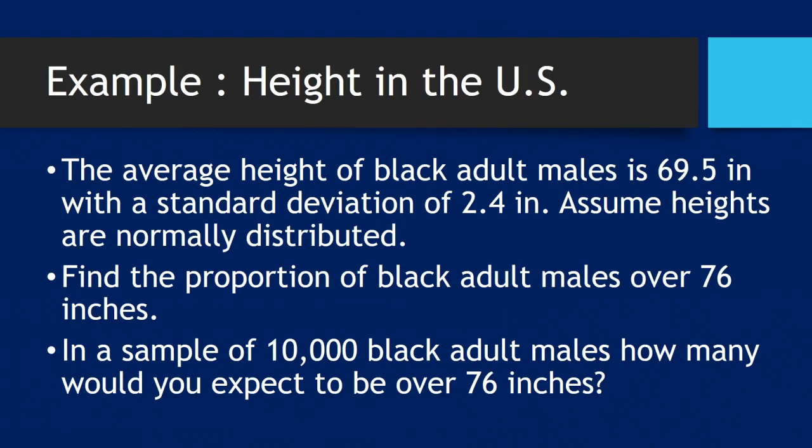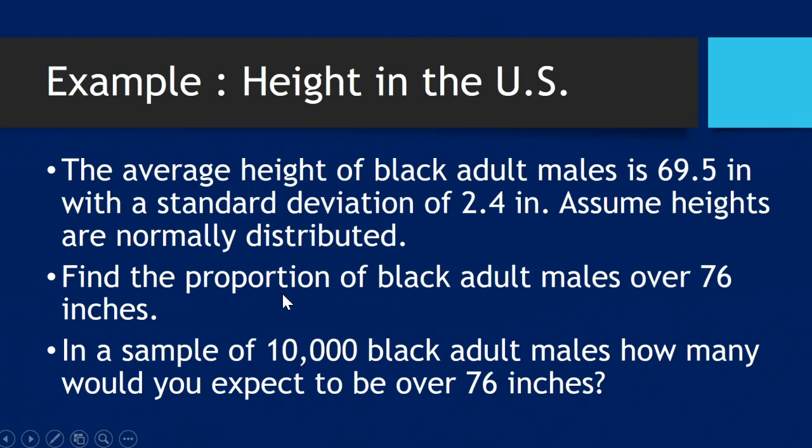So let's see how that plays out with some real data, looking at the proportion in each group of males over 76 inches tall. All right, so we're going to start with the average height of the black adult male group. Now we're going to assume that the heights are normally distributed, which in a lot of cases they are. I don't know for sure, but we're going to assume so in this example.